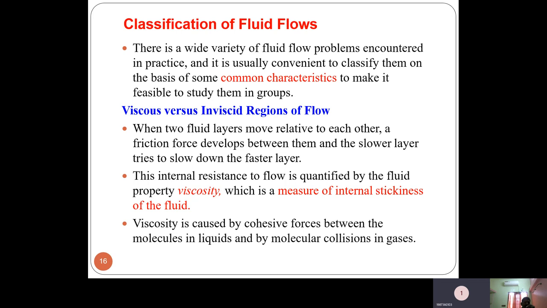In these layers, each layer experiences resistance from the adjacent two layers. So each layer tries to reduce the velocity of the other layers. Understand? When fluid layers move relative to each other, a frictional force develops between them, and the slower layer tries to slow down the faster layer. This resistance is quantified by the fluid property called viscosity, which is a measure of internal stickiness. This viscosity also creates shear stress, and the shear stress is directly proportional to the shear strain. We discussed it in Newton's law of viscosity. Viscosity is caused by cohesive forces between the molecules in liquids and by molecular collisions in gases.